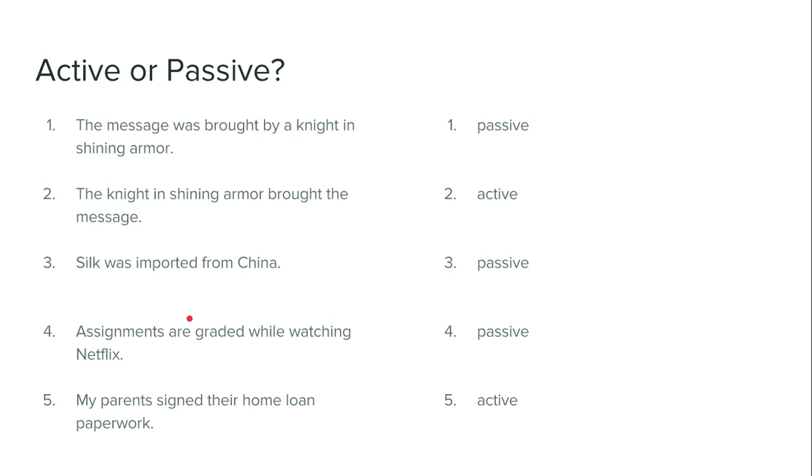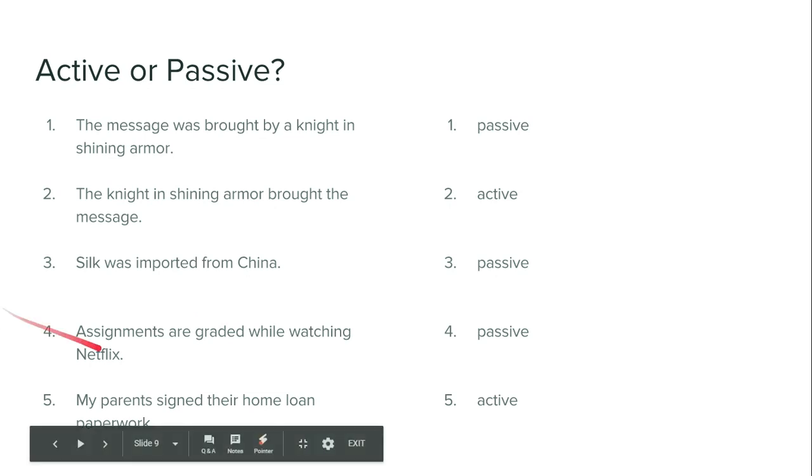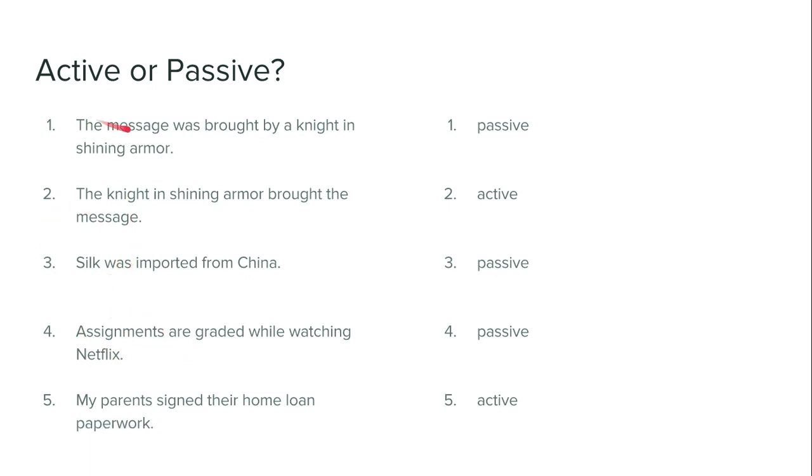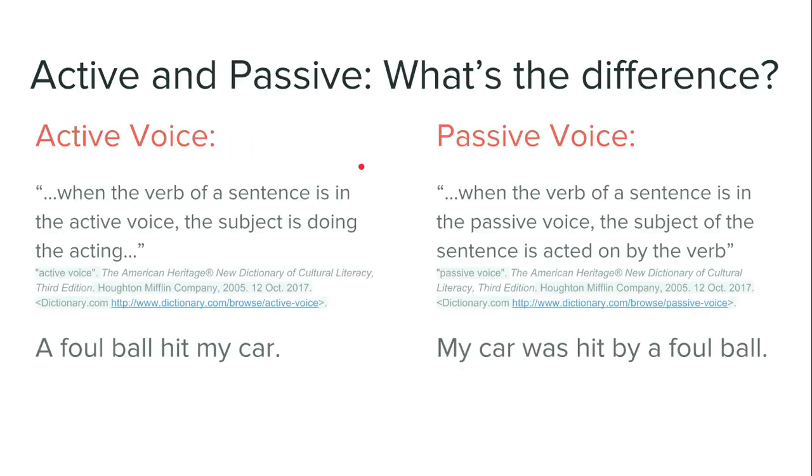And then number 5, my parents signed their home loan paperwork. That is active because they're doing the thing. My parents did the thing. They signed the home loan paperwork. Okay, the home loan paperwork did not sign my parents. I don't even know how that would work. It's not actually possible. So you can see that if the subject is actually doing an action, then it's active. All right. If the subject is having something done to it, assignments, silk, this message at the beginning here, then it is in the passive voice.